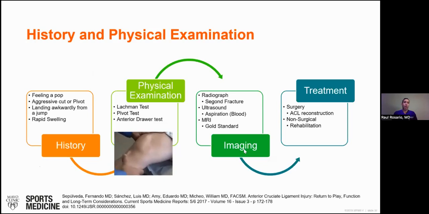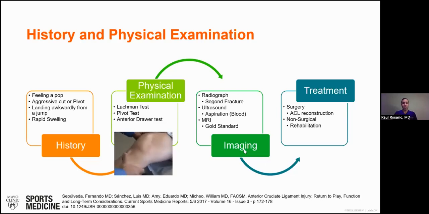They develop rapid swelling, which is an important concept: the patients develop swelling a few hours after the injury. If the swelling is the next day, usually that's more consistent with maybe meniscal injuries. If the swelling is very quick, the suspicion of an ACL injury is very high. So that's something to evaluate.